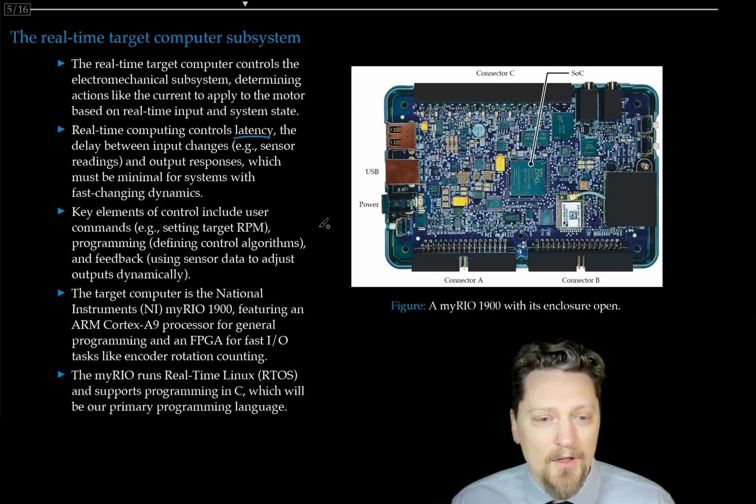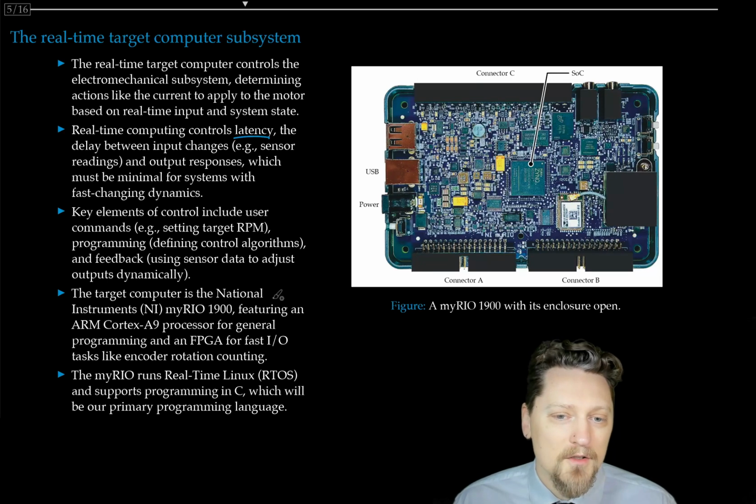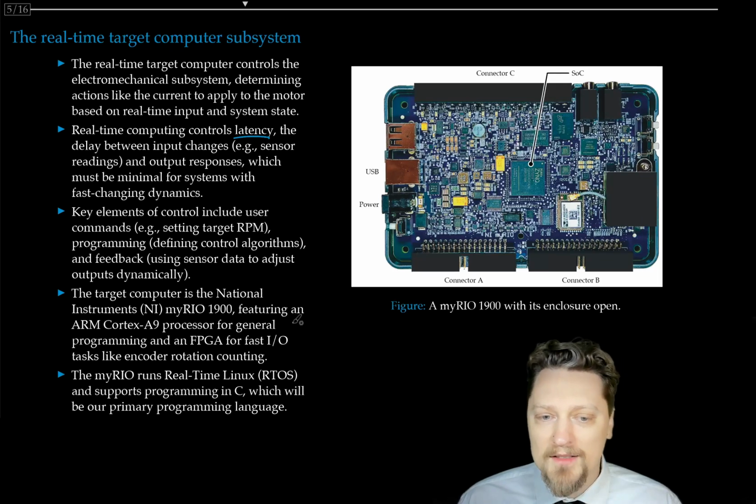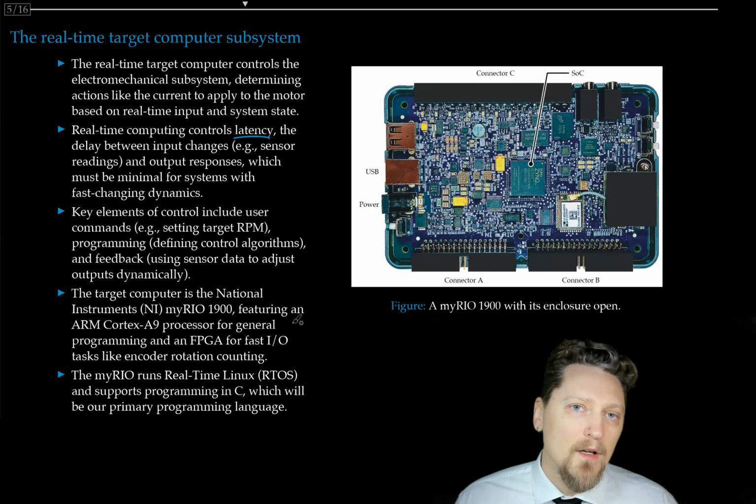The target computer is the MyRio 1900, which features an ARM Cortex-A9 processor, which is included in the system on a chip, the SoC, for general programming, and an FPGA for fast input-output tasks like encoder rotation counting.